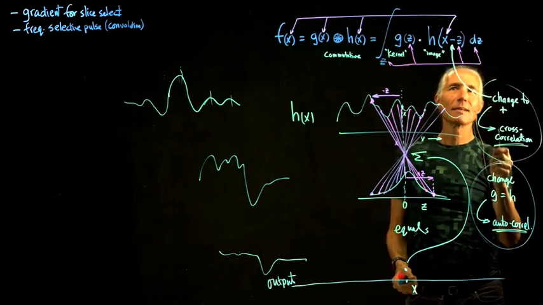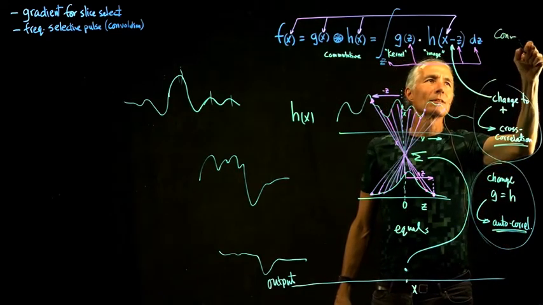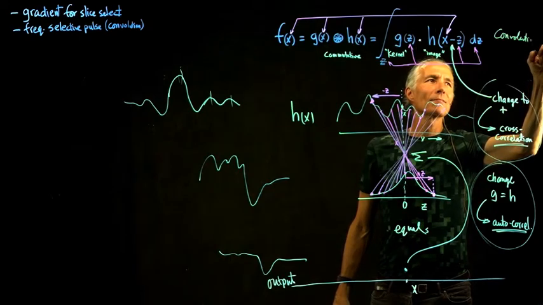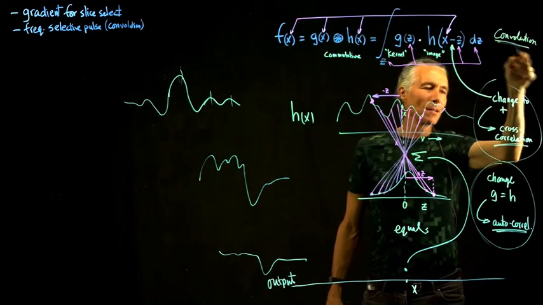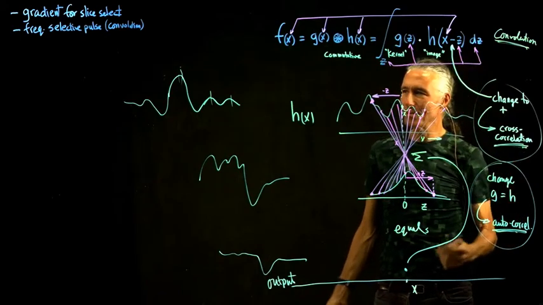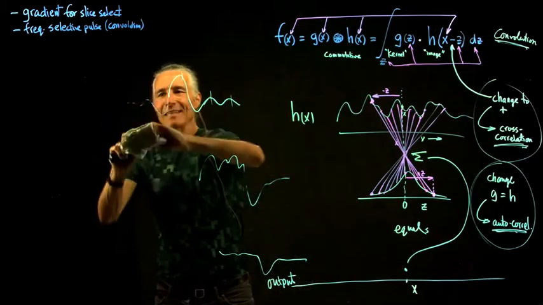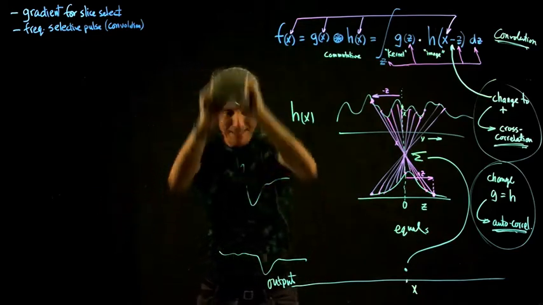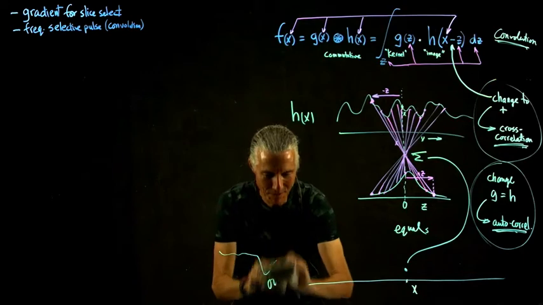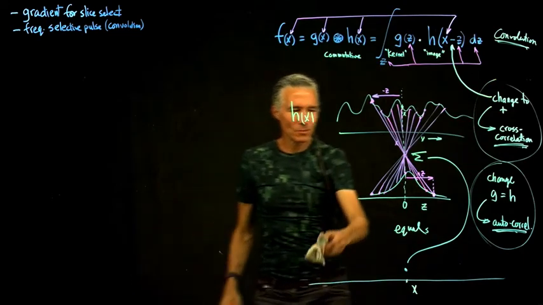So this guy is convolution. If you can understand convolution, well then it's the same thing as cross correlation, which is another useful thing, and it's the same thing as autocorrelation, which is yet another useful thing. So that's convolution.